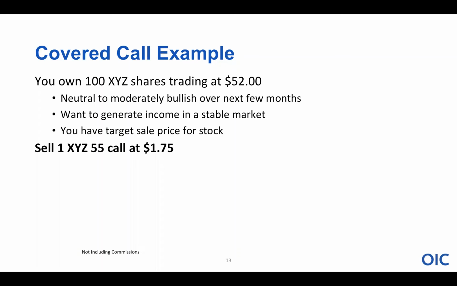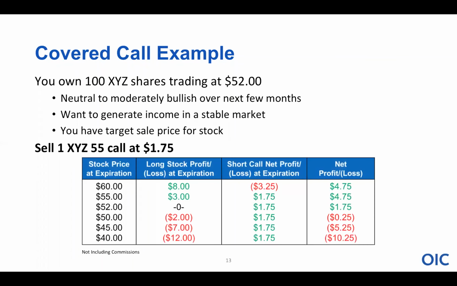So we own this fictitious company, XYZ, trading at $52 a share. We are neutral to moderately bullish over the next few months, and we want to generate some additional income in a kind of quiet market. And we have a target sale price for the stock. So we look 2 months out, and we see that we can sell the XYZ 60-day call at $1.75.